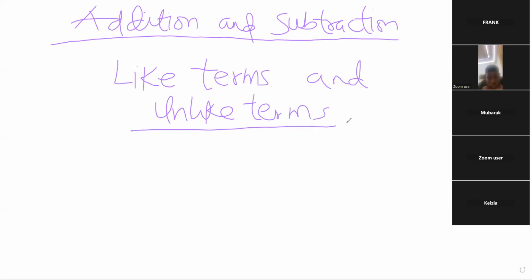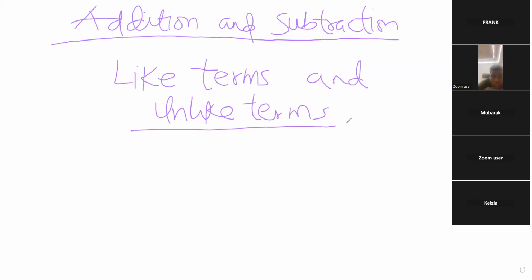Before you look at what are like terms and what are unlike terms, you must understand what terms of an expression are. When we say term of an algebraic expression, we are practically looking at dividing an algebraic expression into certain parts. And our division is such that we are only concerned about addition and subtraction. So addition and subtraction divide an algebraic expression into terms.